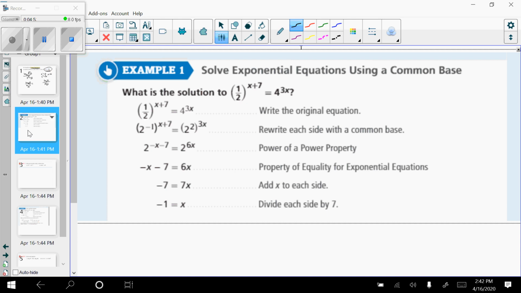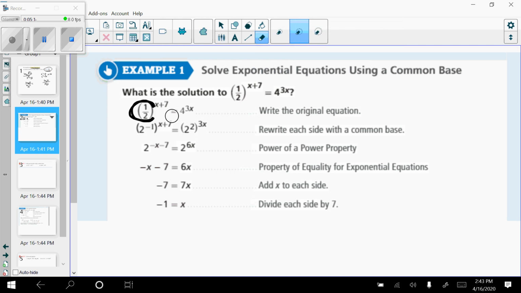All right, another thing when we're trying to solve these guys, what we want to do is make them have a common base, because once we've talked about this already, once we make them have a common base, we can then go ahead and solve them. Well, the problem with this one is I can't make a half become a 4, and I can't make a 4 become a half using exponents. So sometimes when that happens, what I'm going to have to do is change both bases.